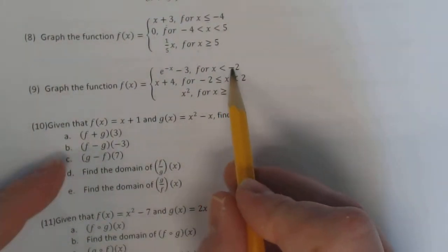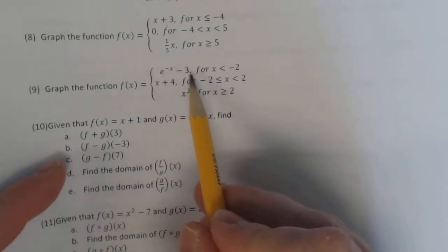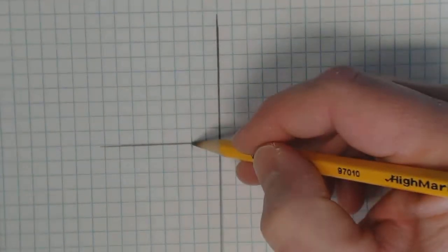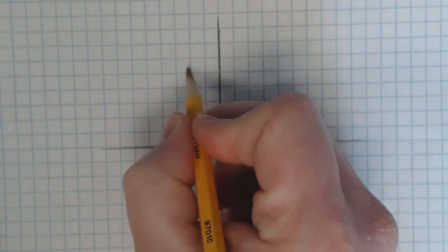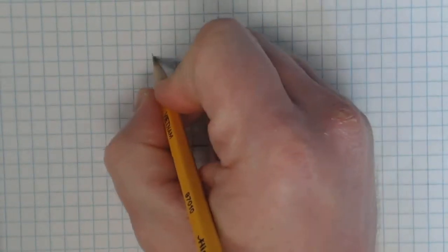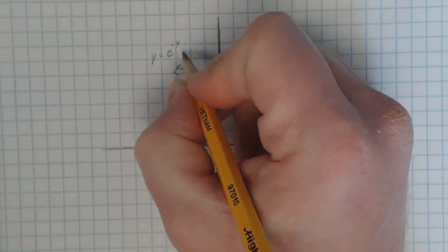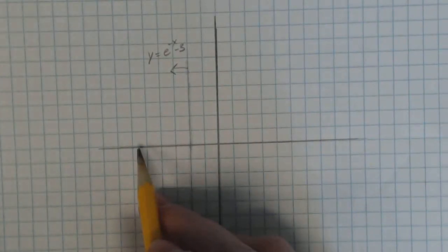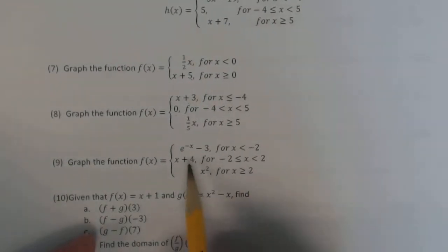Alright, so when my x values are less than -2, I'm going to graph this bad boy, e to the negative x minus 3. So less than -2. So here's -2, it's kind of like this imaginary line here, and less than would be to the left of it. So we're going to graph y equals e to the negative x minus 3, from here to the left.